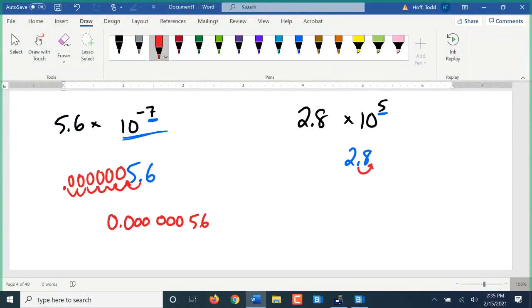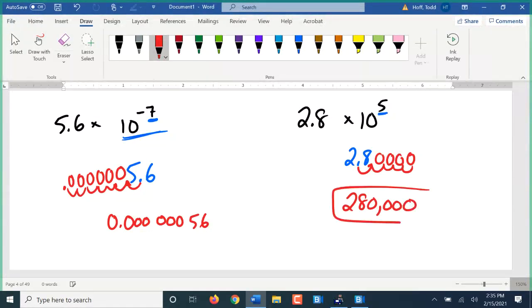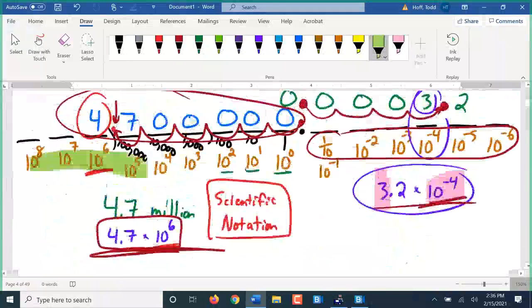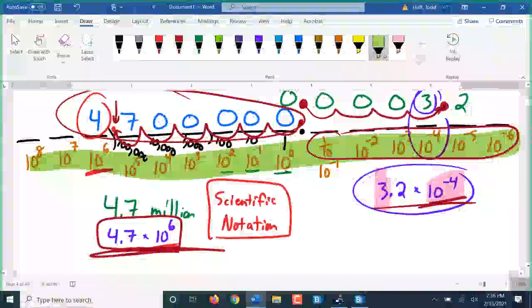So I go 1. The second spot, I have to add a 0, so that's 2. Adding zeros, 3, 4, 5. So that's it. It's 280,000 as a standard number or decimal number. So for right now, we can convert between standard numbers and scientific notation fairly quickly just by moving the decimal point. But remember, it comes from place values being powers of 10.